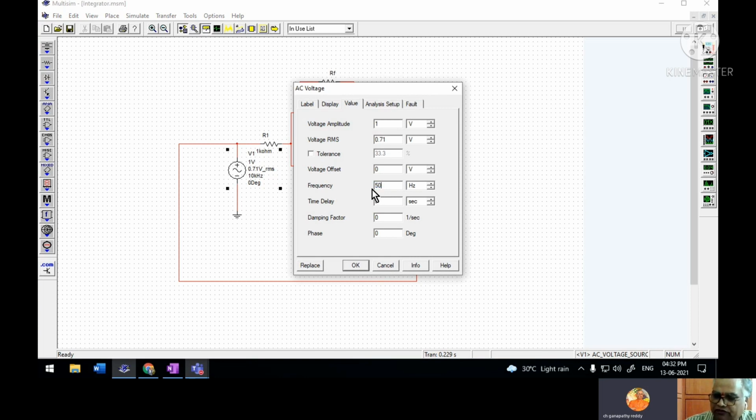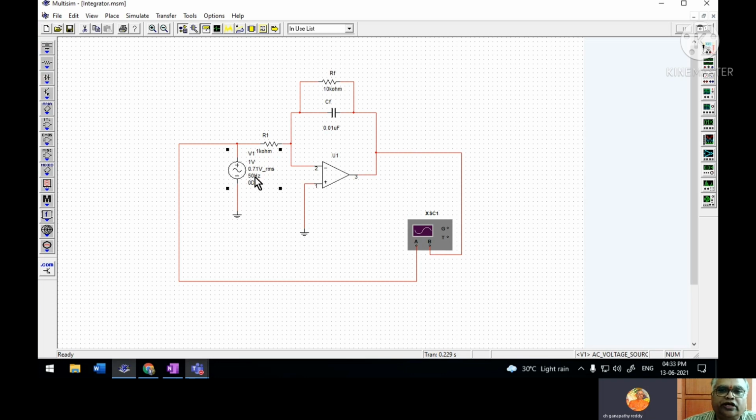Some 50 Hz low frequency I am taking. Frequency low, 10 Hz, voltage of 1 volt. So RF 10k, R1 1k, 0.01 microfarads. So let us run this.